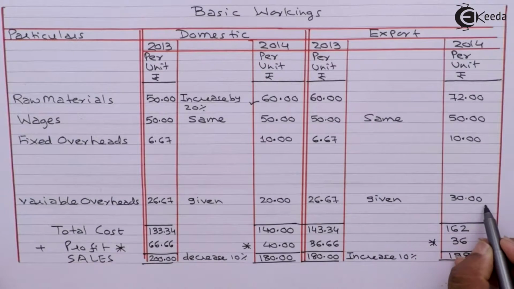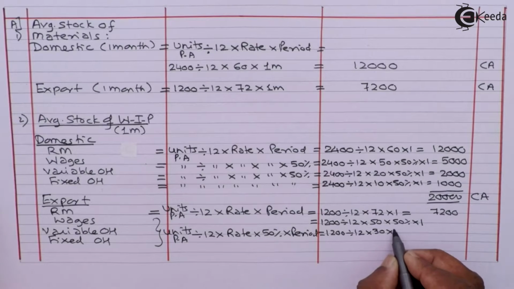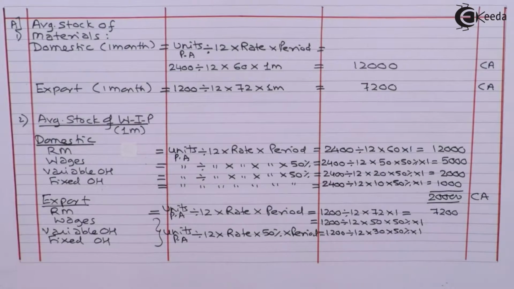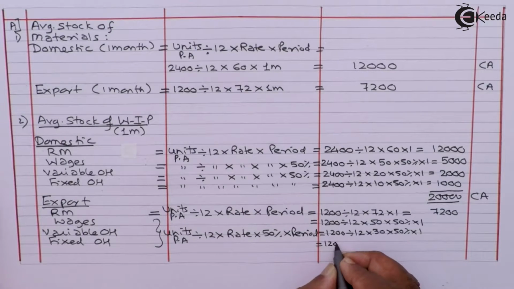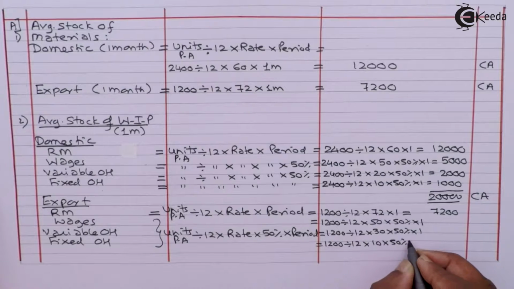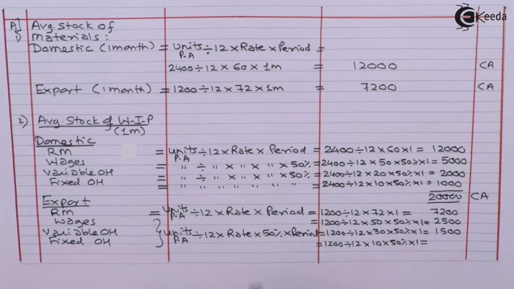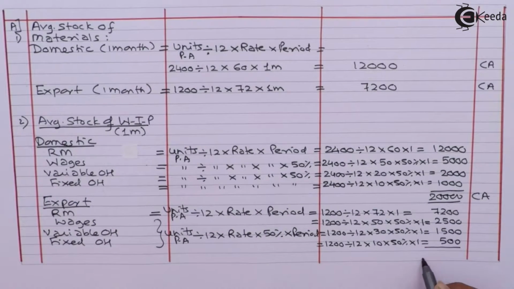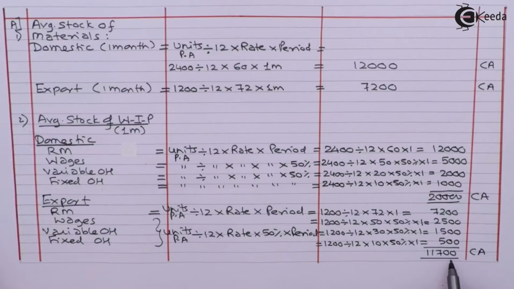Variable overheads 30 rupees per unit. 1200 divided by 12 multiplied by 30 multiplied by 50% multiplied by 1. Fixed overheads rupees 10 per unit. 1200 divided by 12 multiplied by 10 multiplied by 50% multiplied by 1 month. So it comes to 11,700 average stock of work in progress for export market. This will be part of current asset.